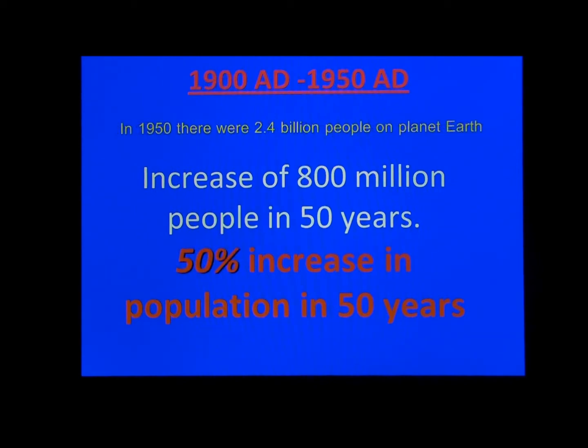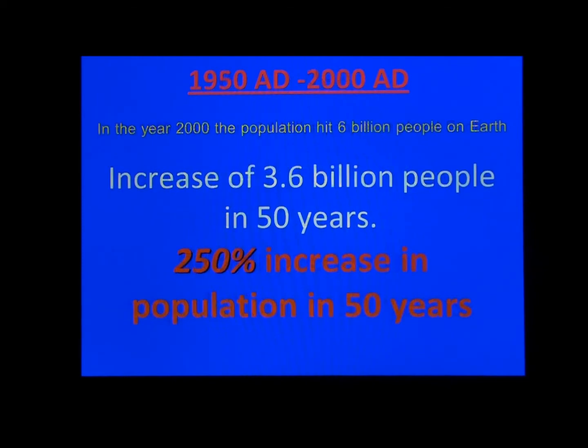In 1950, there were 2.4 billion people on planet Earth. That's an increase of 800 million people in 50 years. That's a 50% increase in population in 50 years. In the year 2000, the population hit 6 billion people on Earth. That's an increase of 3.6 billion in 50 years. That's a 250% increase in population in 50 years.